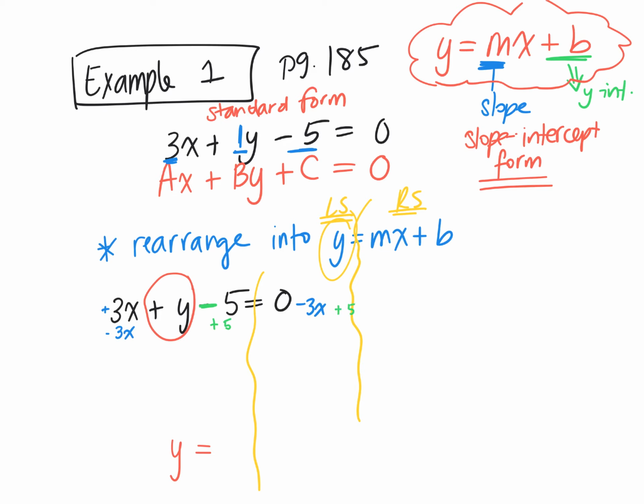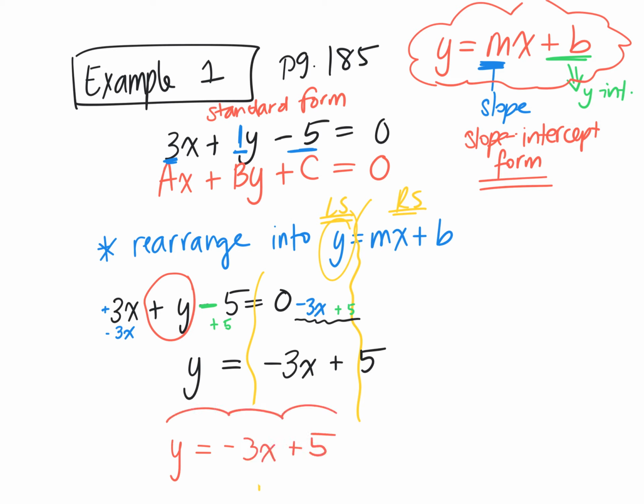So I'm left with y equals... do I have to put the 0? No. What am I left with? Negative 3x plus 5. That's it. We've done it. You put it in slope-intercept form. So the slope-intercept form is y equals negative 3x plus 5. All you've done is rearrange the whole equation to isolate y. Get everything else on the other side of the equation and just keep y on the left side.